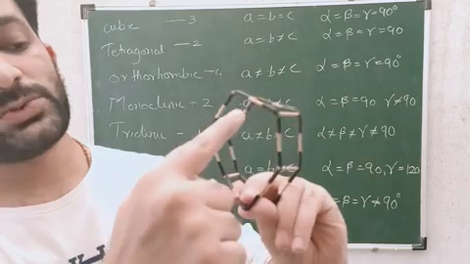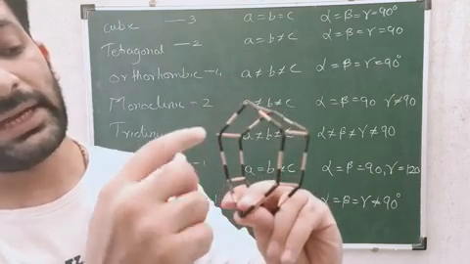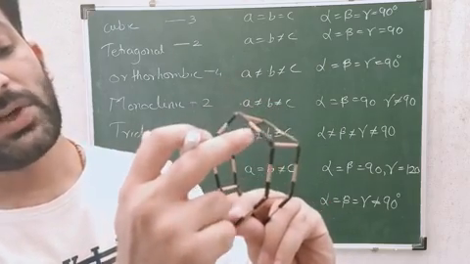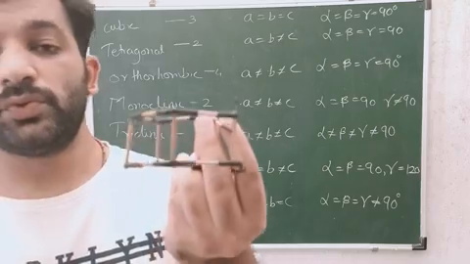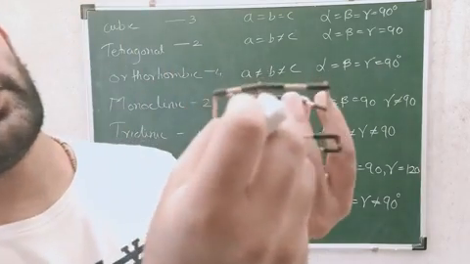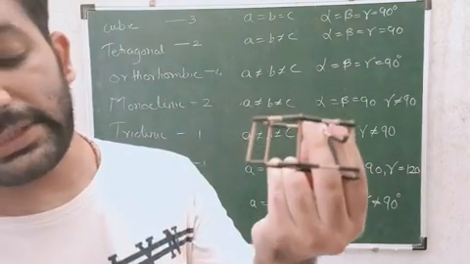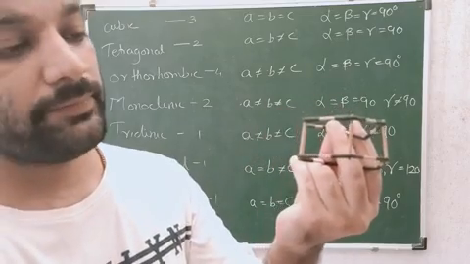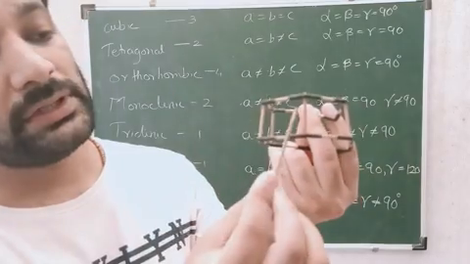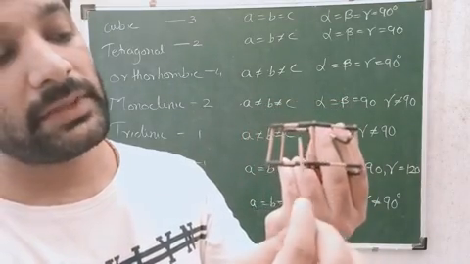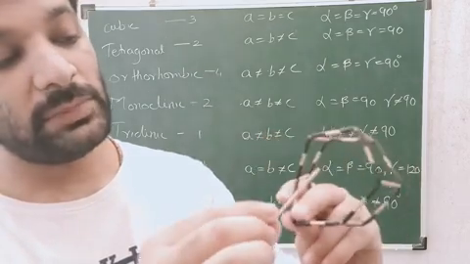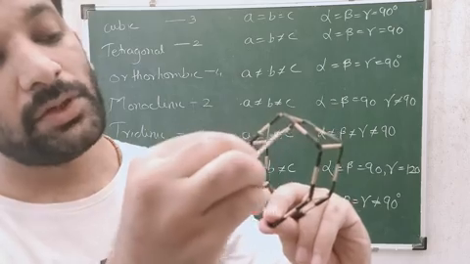Angle between them is what? 120. A and B. Angle between A and B is 120. You can see, but C is perpendicular to both. Means the angle between C and these two edge lengths. Okay, I'll just point out, the angle between C and these two will be what? 90. But the angle between A and B is 120.